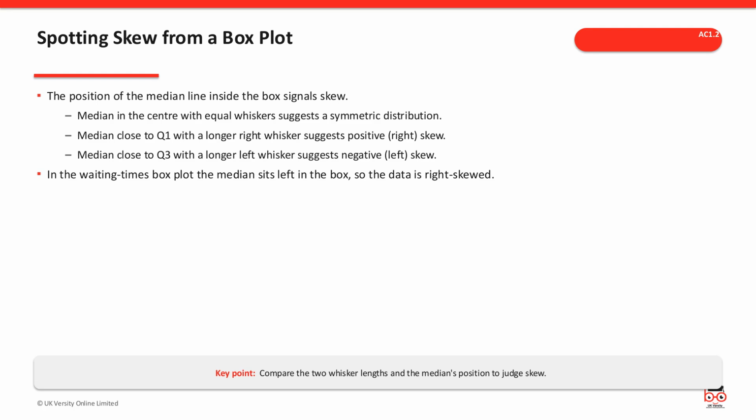You can read skew straight off a box plot from where the median line sits. If it's slap in the center with equal whiskers, the data looks symmetric. If it's pushed close to Q1 with a longer right whisker, that's positive skew. Close to Q3 with a longer left whisker, that's negative. In our waiting times plot, the median sat to the left of center, so the data was right skewed, just as that 70-minute wait suggested.